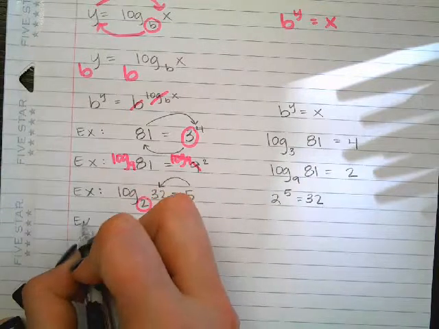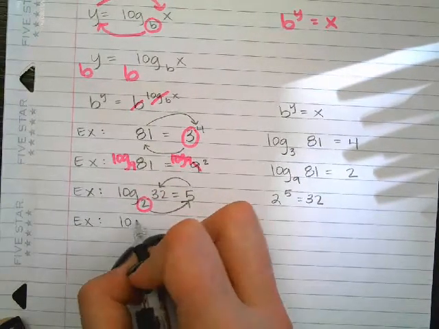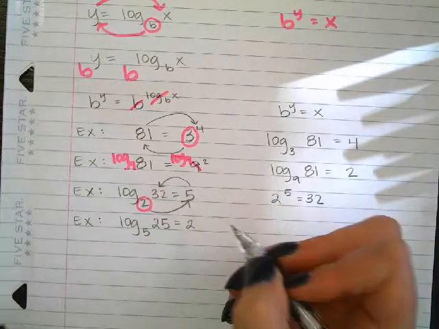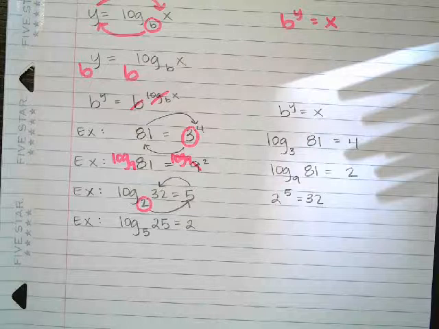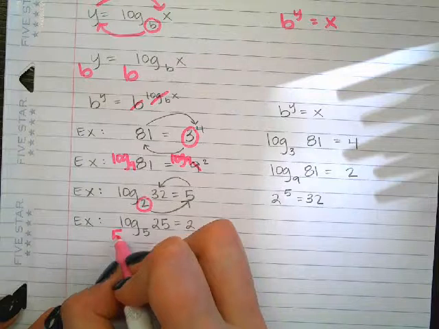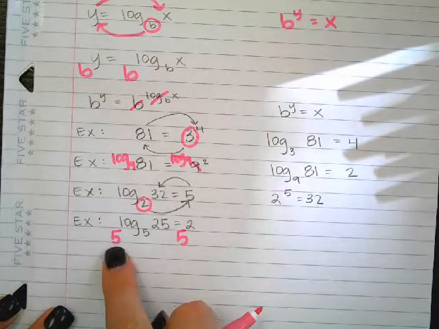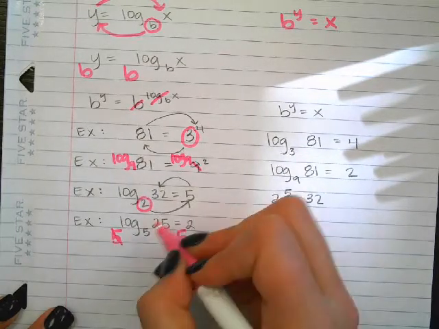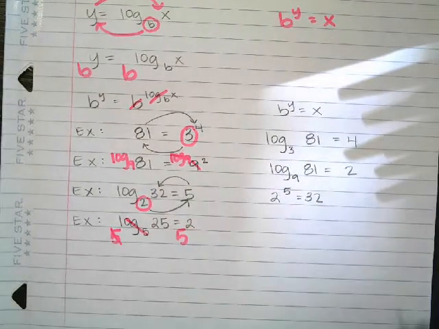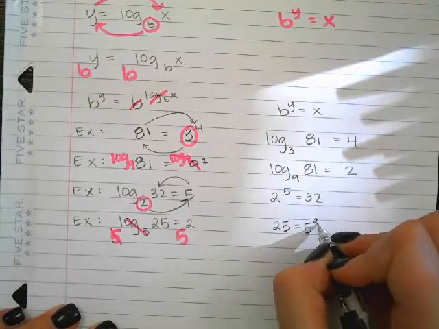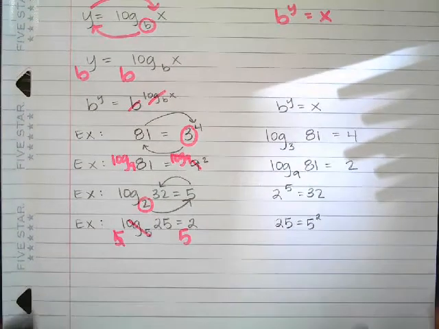I could do that, or let's say I did log base 5 of 25 equals 2. Then what I could do is exponentiate each side. The base of the log is 5, so the base of the exponent is 5. So I have 5 to the log base 5 of 25 equals 5 to the second. The 5 and the log base 5 would cancel, and I would end up getting that 25 equals 5 to the second power. Both of those methods work just fine.